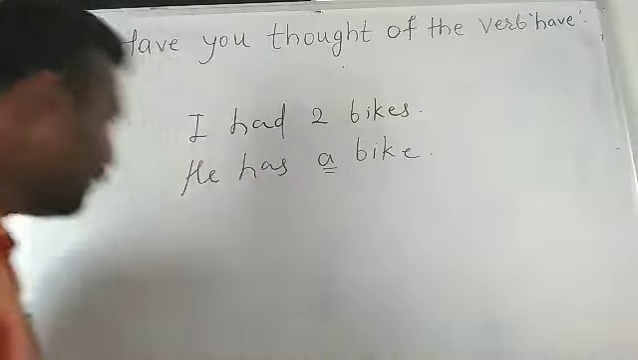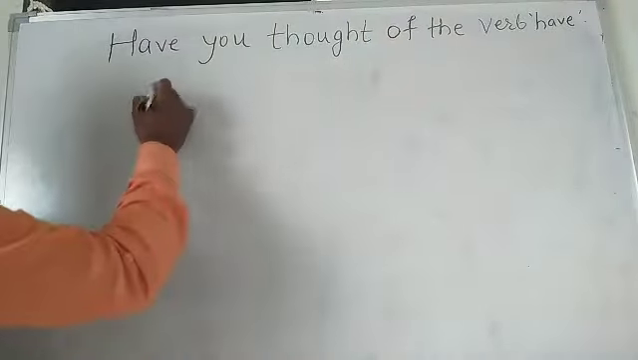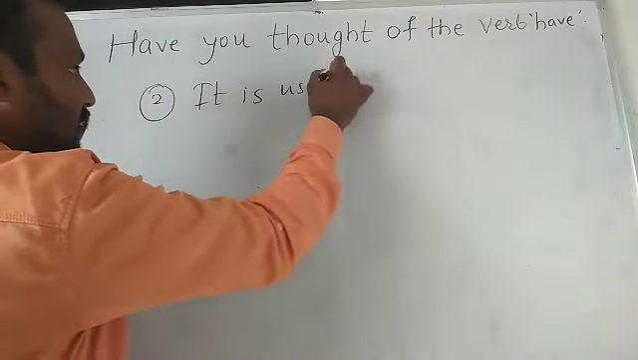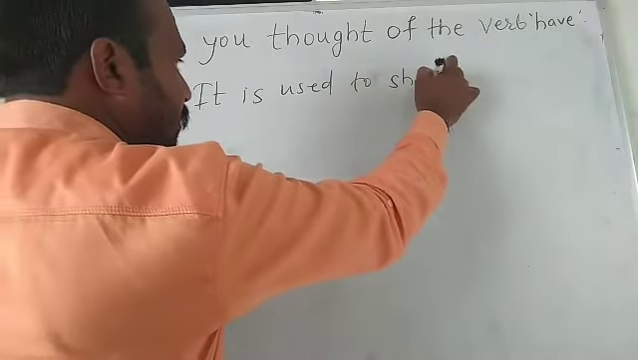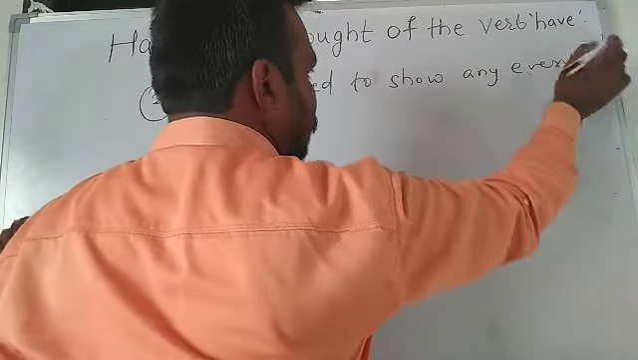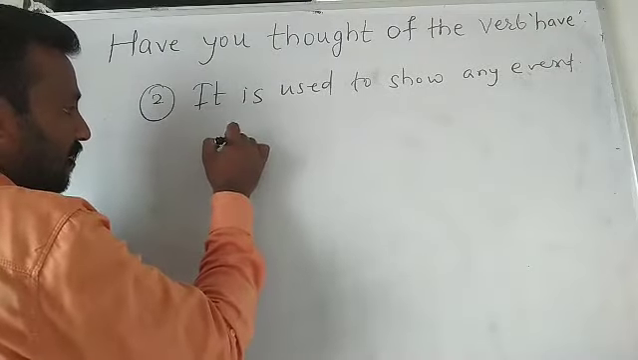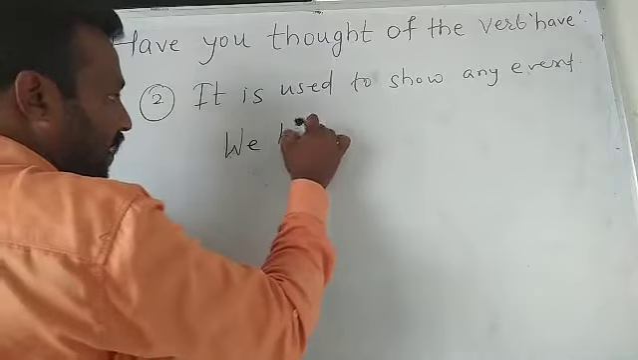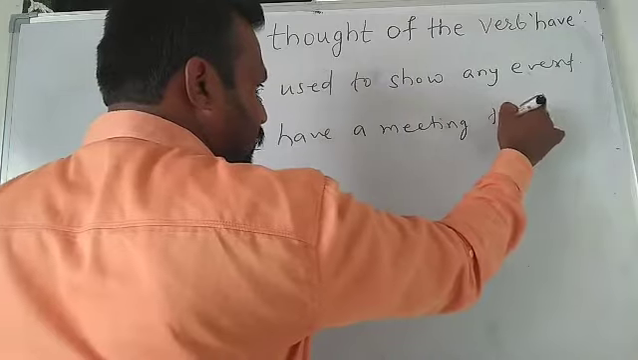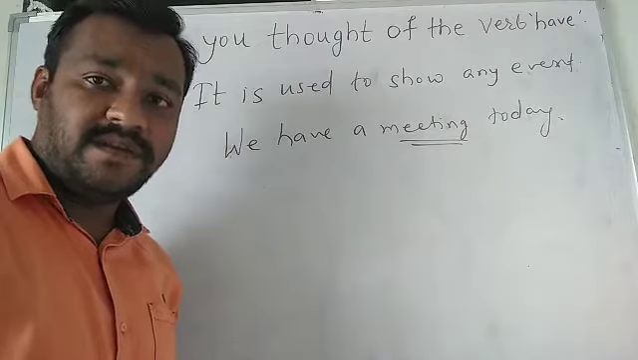Let's discuss second use of have. Second use of have is what? It is used to show any event. For example, we have a meeting today. Meeting here. We have a meeting today.